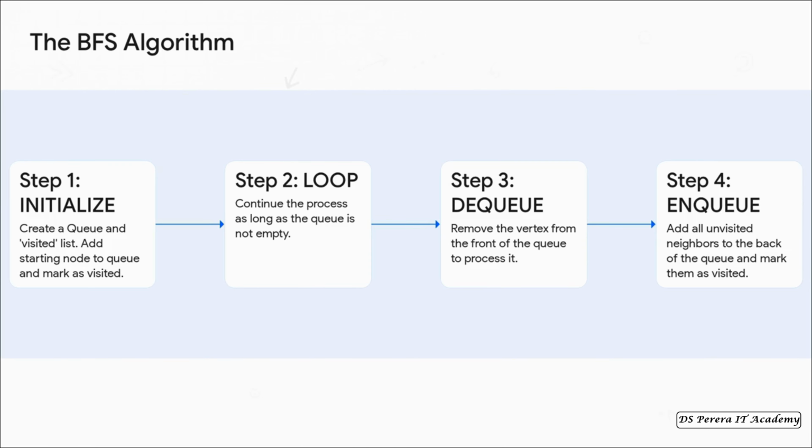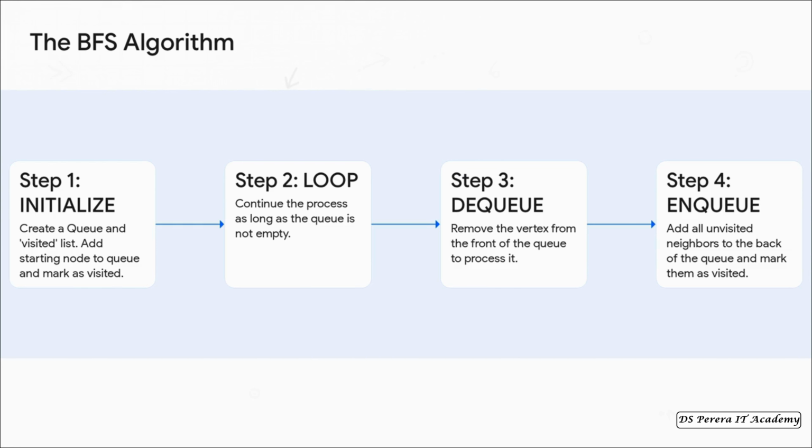Second, the loop. The whole algorithm runs inside a loop that keeps going as long as there's something in the queue. Once the queue is empty, it means we visited every possible node and we're done. Third, we dequeue. Inside that loop, the first thing we do is take the node from the very front of the queue. This is the current node we are exploring.